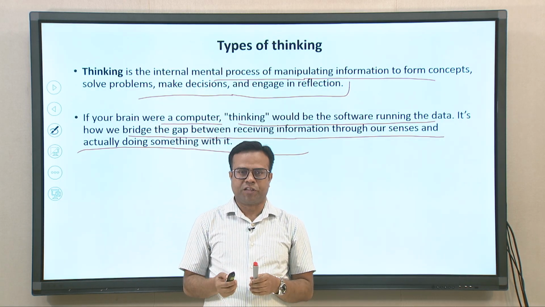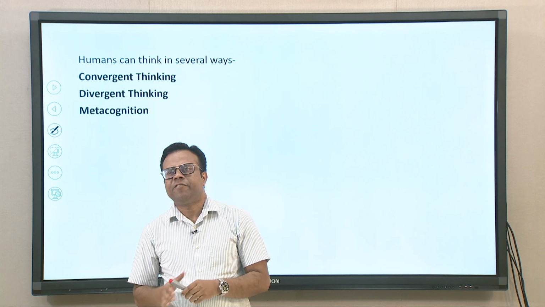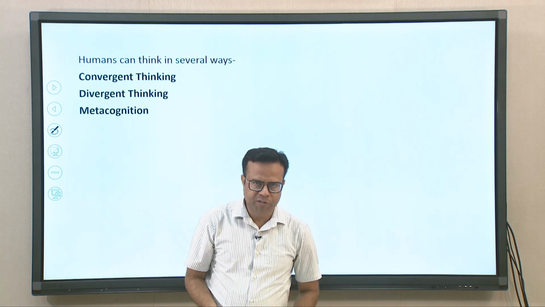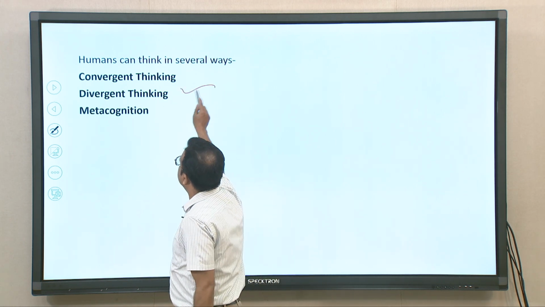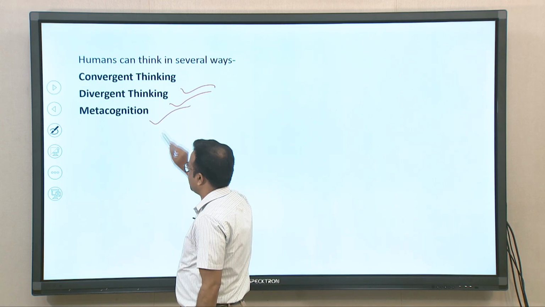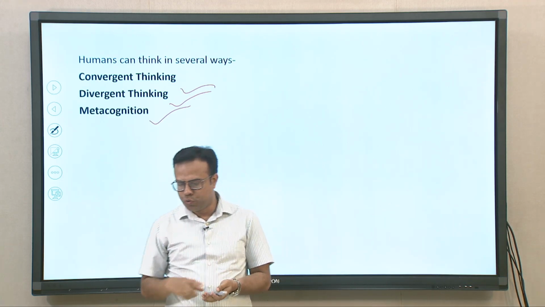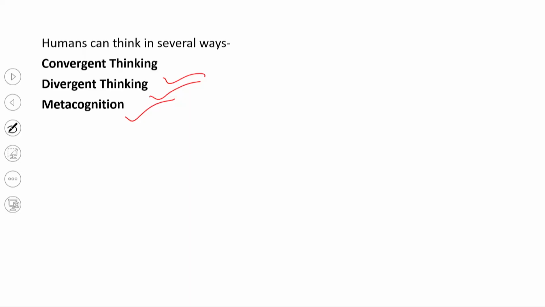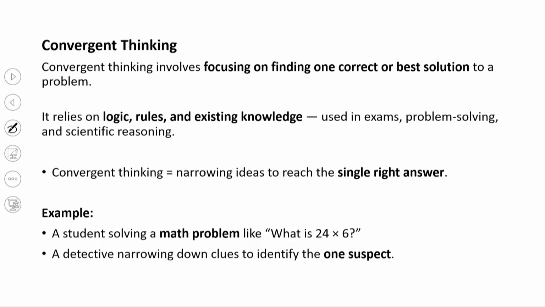So what are the types of thinking? We can think in various ways. Some of the broad categories may include convergent thinking, divergent thinking, and metacognition. Let us look into what these types of thinking are. Convergent thinking, as the name suggests, is thinking in such a way that we converge on a point or a solution.